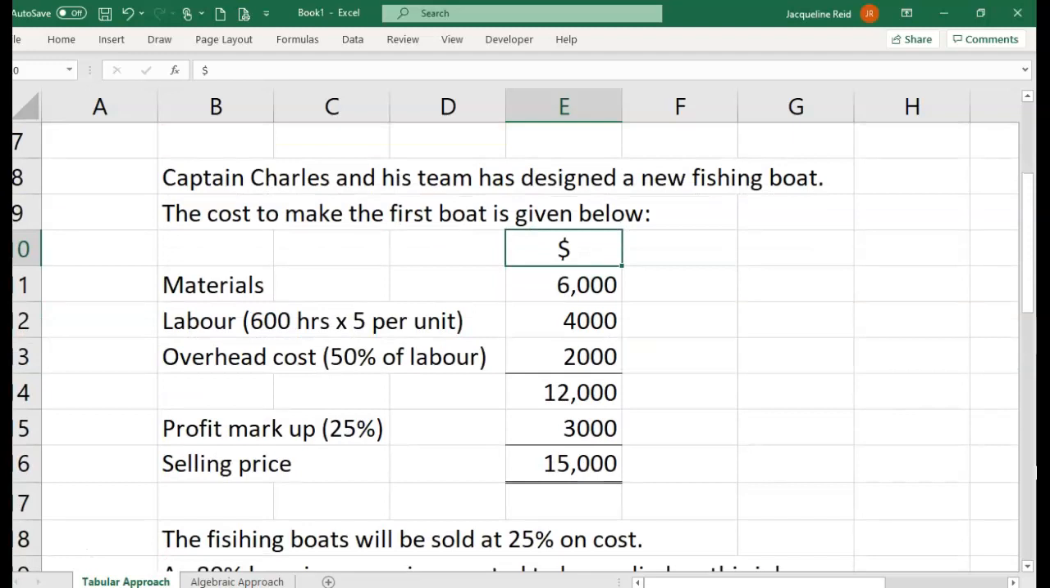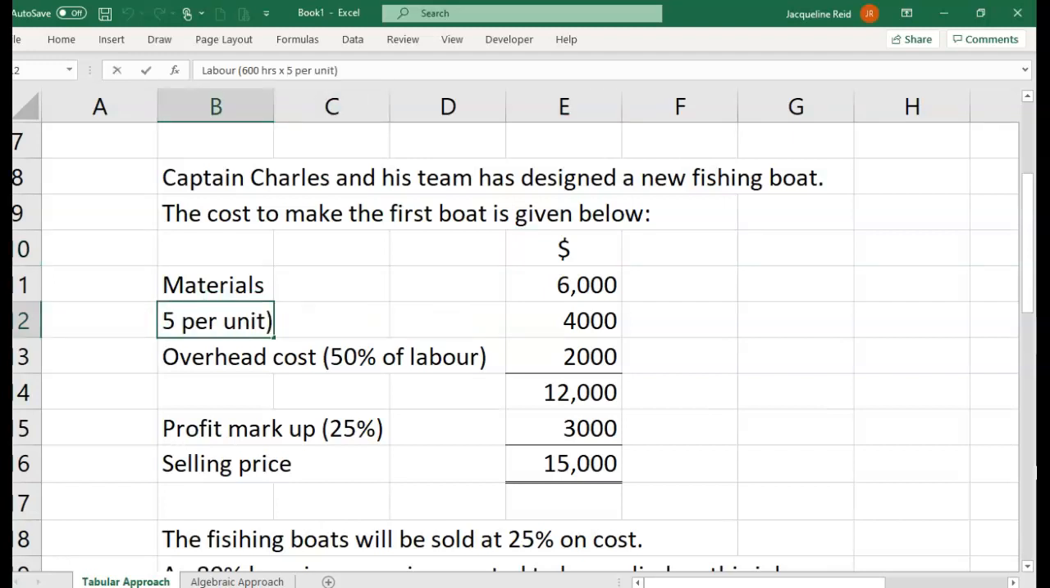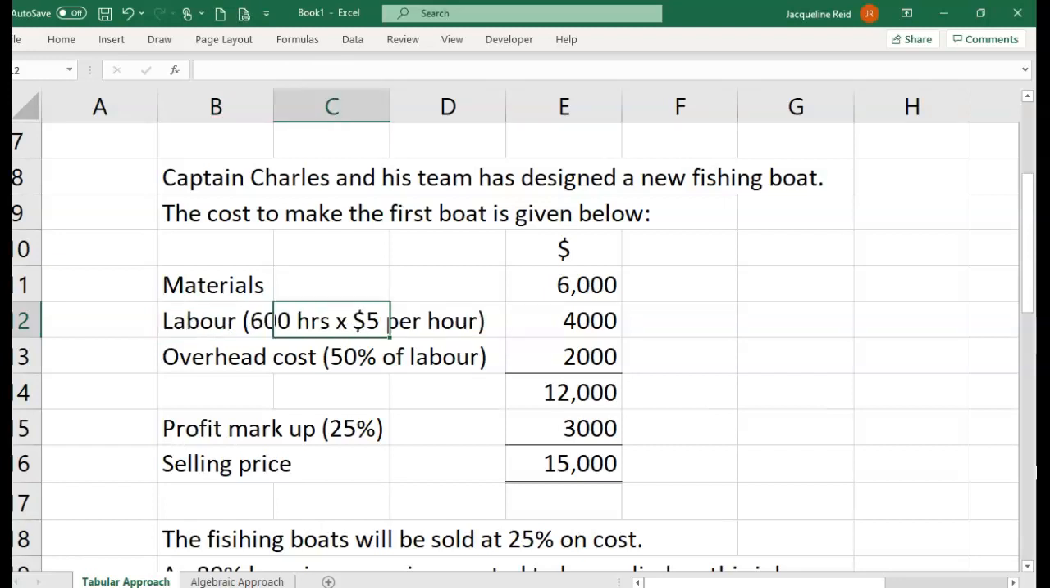The question goes on to tell you that the first boat took 600 hours to be constructed, and the staff was being paid $5 per hour. Let me change this to $5 per hour. This is the labor rate. It's not per unit, it's per hour, because you have to pay the people for the time that they worked. That figure was wrong probably because I'm tired. All right, let's correct that.